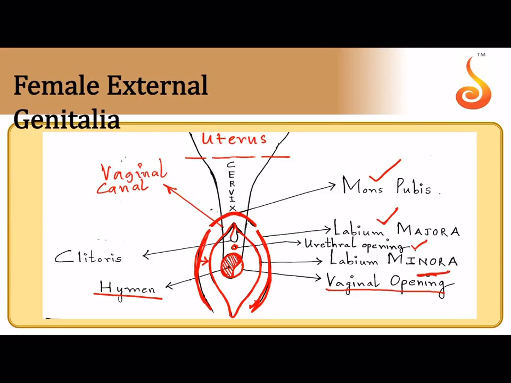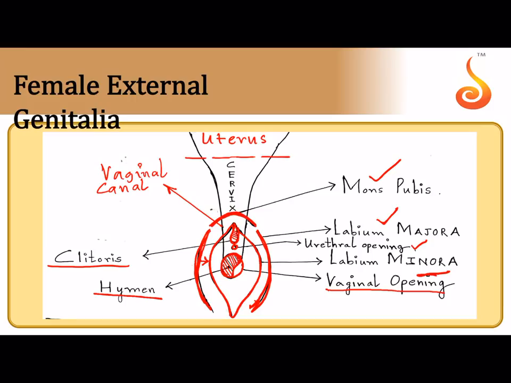Now notice at the upper junction I am highlighting here that there is a finger-like projection, and this finger-like projection is referred to as the clitoris, which is found at the upper junction of the labia minora. Okay, so this is the structure of the female external genitalia.